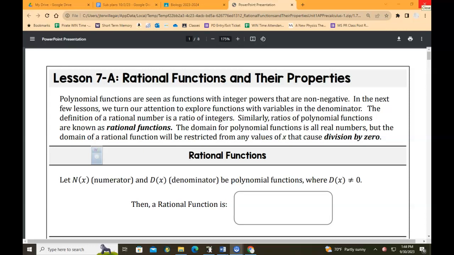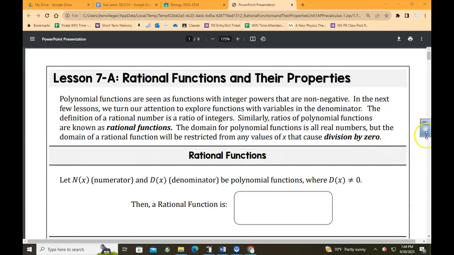Hey there, Pre-Calc kids. Today we are looking at rational functions and their properties. Polynomial functions are seen as functions with integer powers that are non-negative. Alright guys, we're going to look at how we deal with the denominator. What makes them rational? What restricts our domain and range based on division by zero?